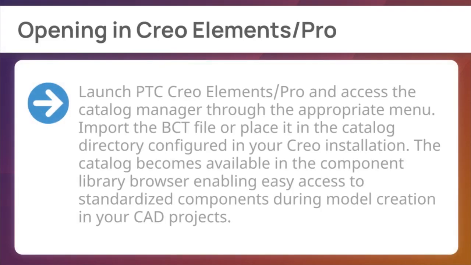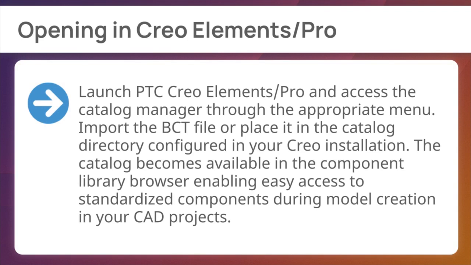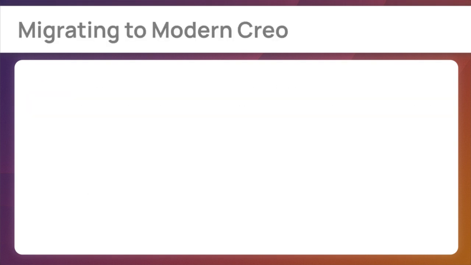First, opening in Creo Elements Pro. Launch PTC Creo Elements Pro and access the catalog manager through the appropriate menu. Import the BCT file or place it in the catalog directory configured in your Creo installation. The catalog becomes available in the component library browser, enabling easy access to standardized components during model creation in your CAD projects.